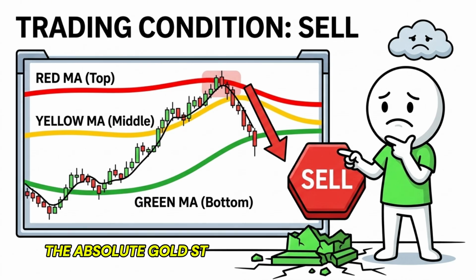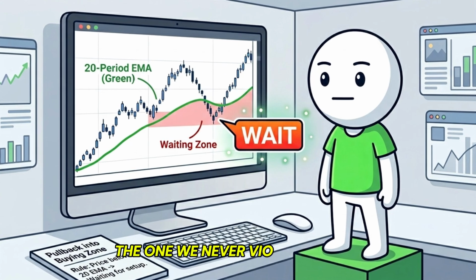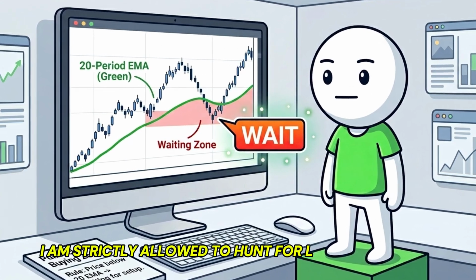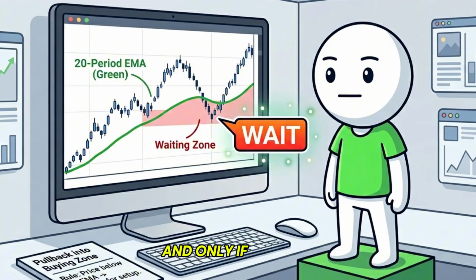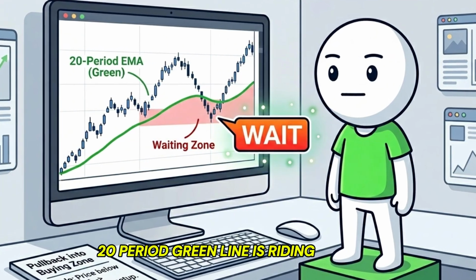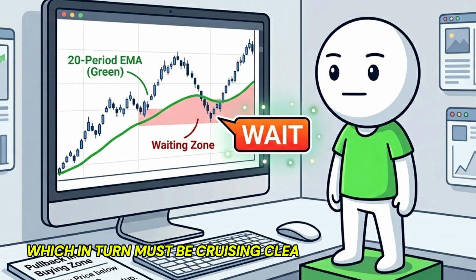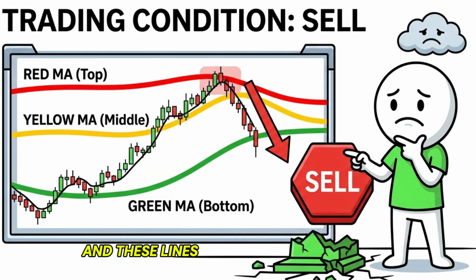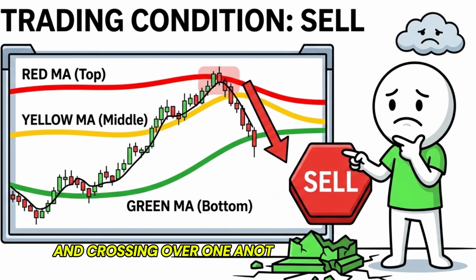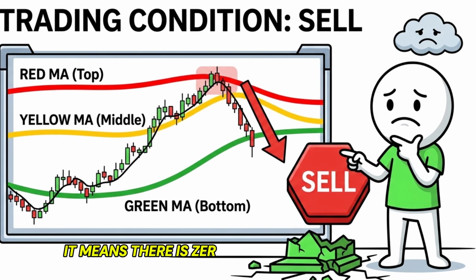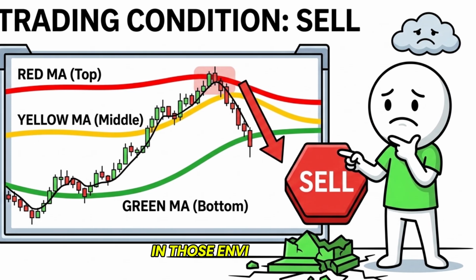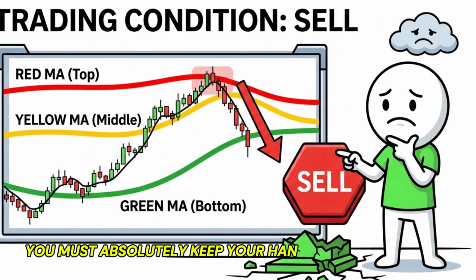The absolute gold standard rule of this strategy, the one we never violate, is that I am strictly allowed to hunt for long positions if, and only if, the fast 20 period green line is riding clearly above the medium 50 period yellow line, which in turn must be cruising cleanly above the slow 100 period red line. If the market is moving sideways and these lines are constantly twisting and crossing over one another in a messy braid, it means there is zero directional conviction. In those environments, you must absolutely keep your hands off the keyboard.